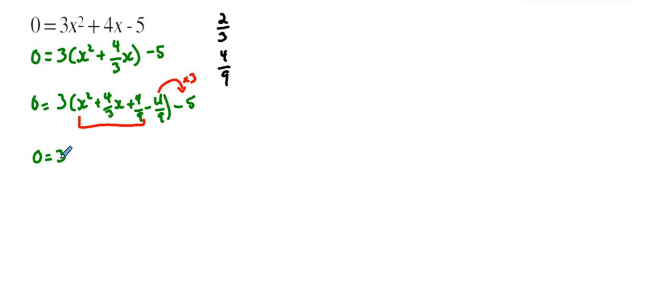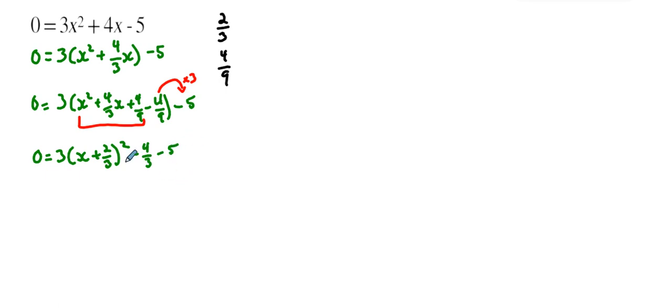So we're going to leave the 3 out front. Inside the bracket, we have x, and it's going to be plus, because this is a plus sign here, plus the half piece, the 2/3, the half of whatever's here. So 2/3, and that's our perfect square. And then we have the negative 4/9 multiplied by 3. So by multiplying by 3, the 9 and the 3 will reduce, and I will get negative 4/3. And this is minus 5.